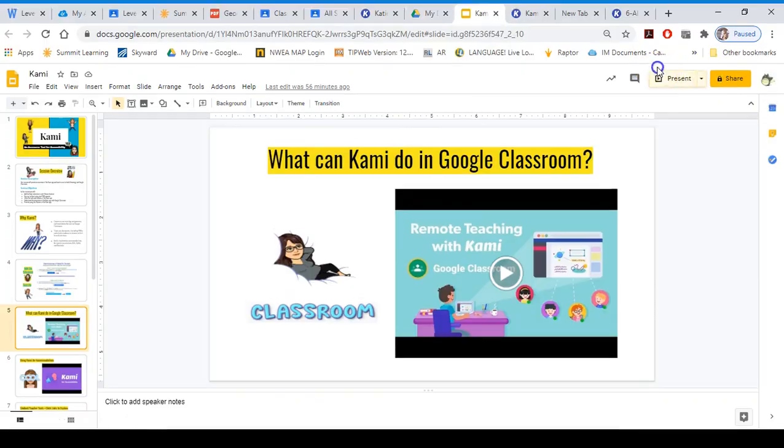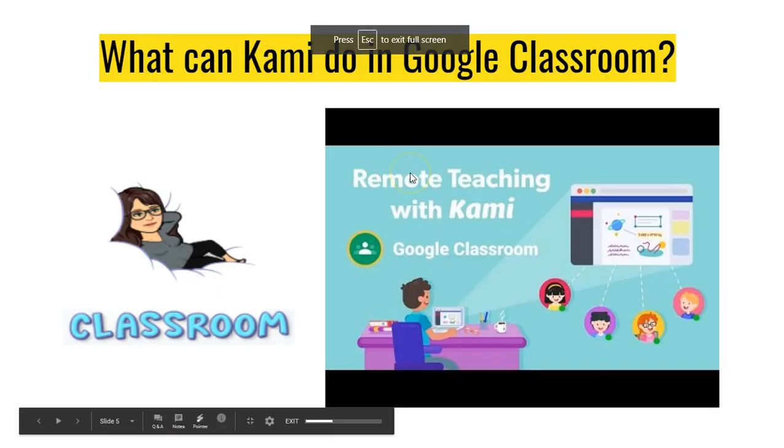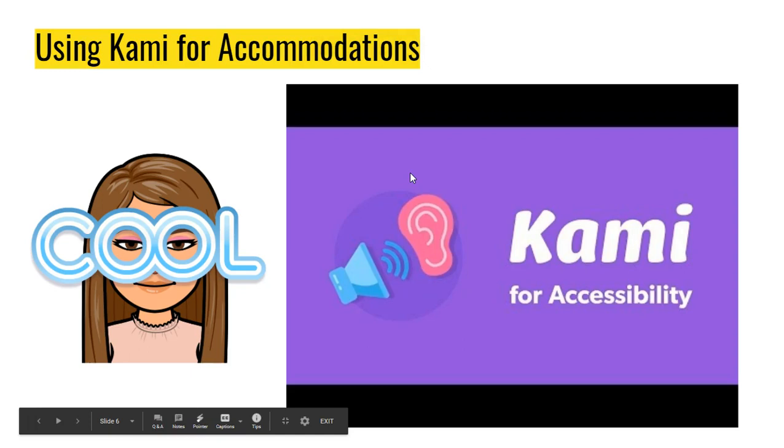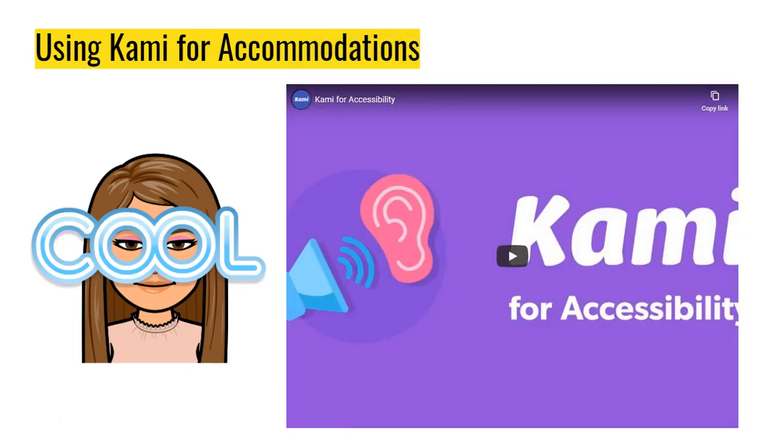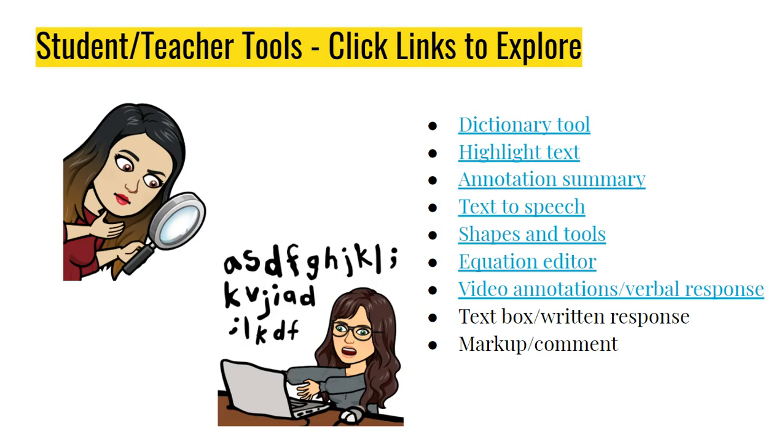So that was a look at Kami in use with Google Classroom. There's a video here about Kami for accommodations. I recommend you take a look at it. But as you can see, there are several things built into Kami that help with making sure accommodations are met. All these links in this presentation will take you to videos or information on how to use those tools, which I'll probably be taking a look at the equation editor.